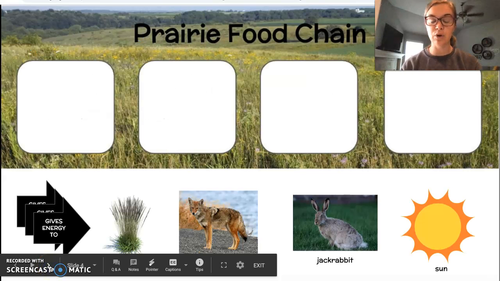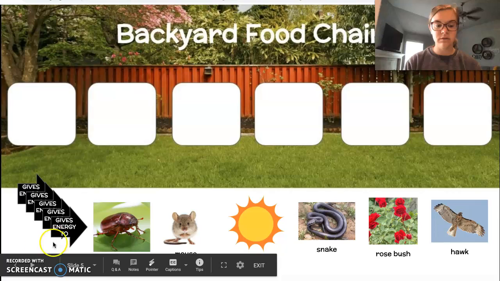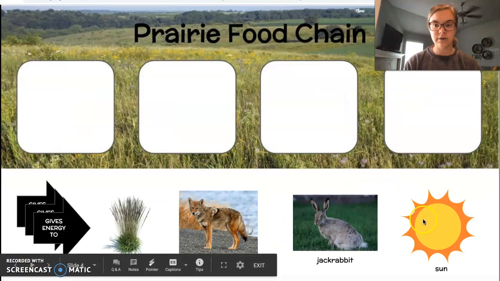So here's an example of a food chain. This is an example of a food chain that would happen in a prairie. So remember what I said, the food chain always starts with the sun. So the sun would go first.